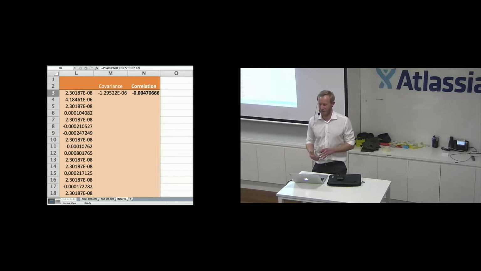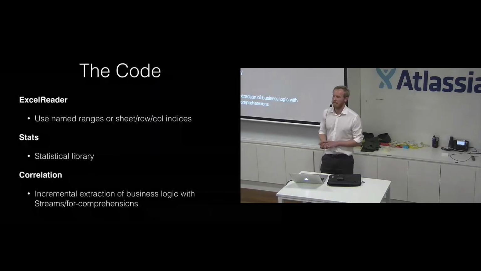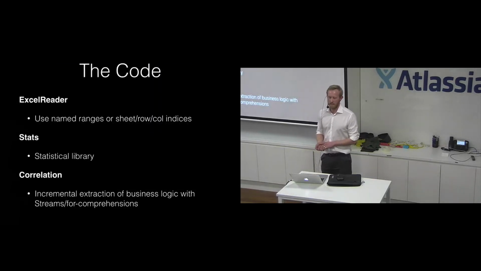So they thought, we need to keep this spreadsheet and make it production-like. We've broken it down into a few different Scala classes here. We've got an Excel reader, which basically wraps the POI library. We've created a very simple stats library. And again, I think the talk after this is probably going to show you a much more sophisticated way of solving this problem. And then we also have our correlation bit here.